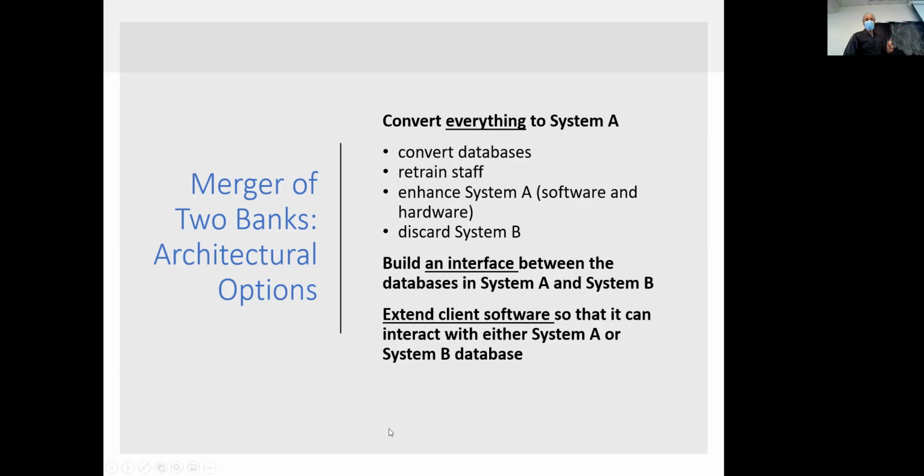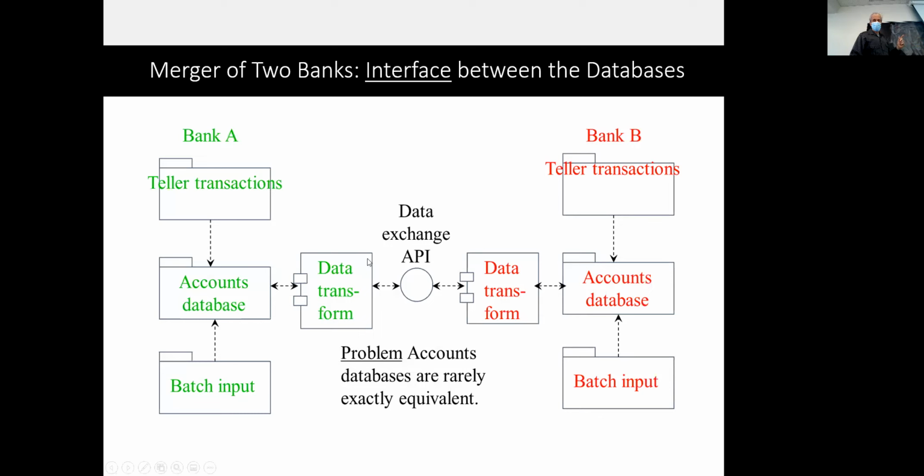With the last two solutions, we somehow keep both our systems in place. So we don't have much of a benefit in terms of reduced resource requirements because we still have A and B running. Okay. So that would be the example of the interface between A and B.